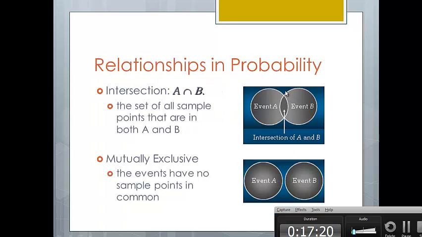An intersection would be just looking at that overlap. So instead of saying the people who like chocolate and vanilla, you're saying the people who only go for twist. Mutually exclusive events are events that cannot occur together. So that would be saying, kind of like an event and its complement, it's the everything else, events that share no sample points in common.